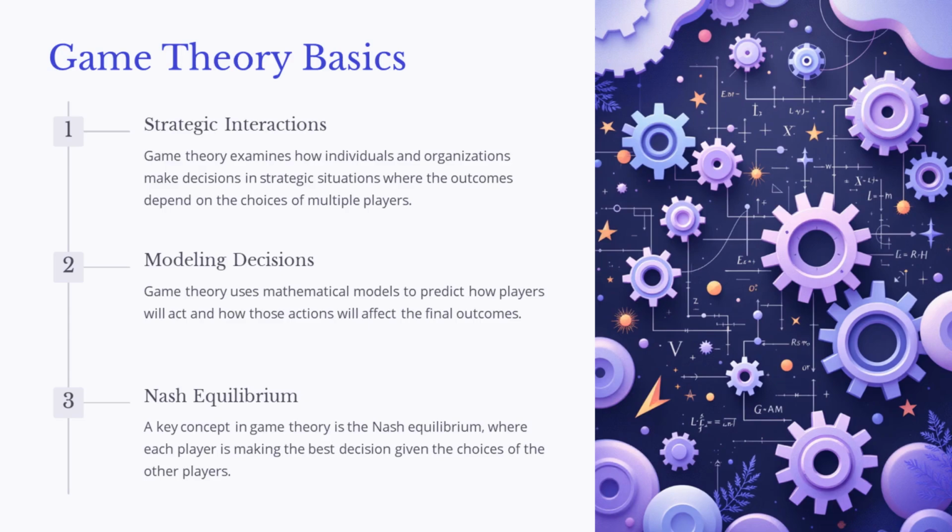Game theory is the study of strategic decision-making and how individuals and organizations make choices in situations where the outcomes depend on the actions of multiple players. We use mathematical models to predict how players will act and how those actions will affect the final outcomes.